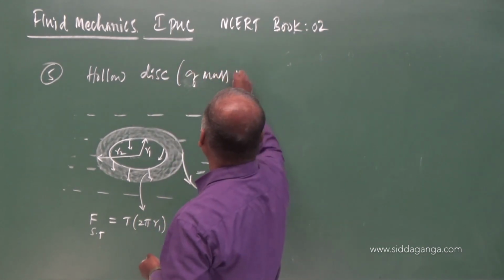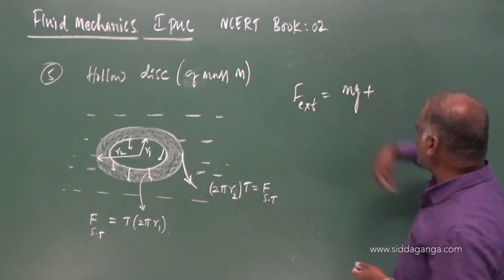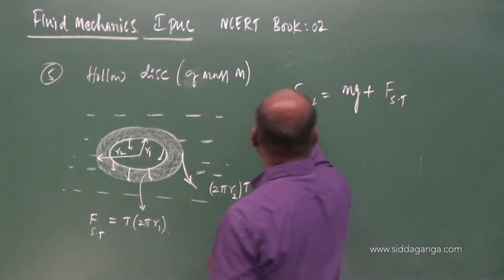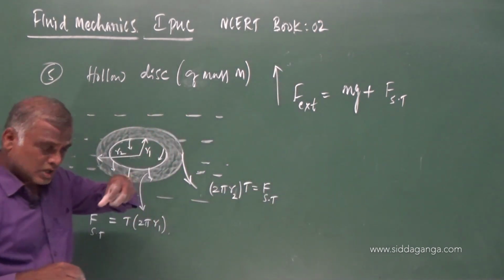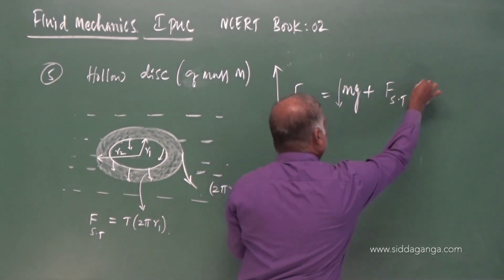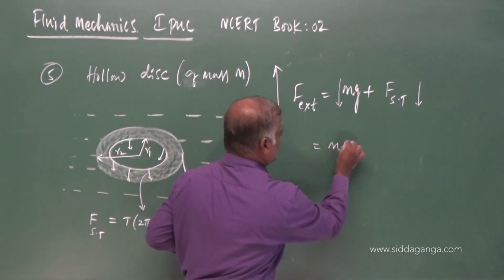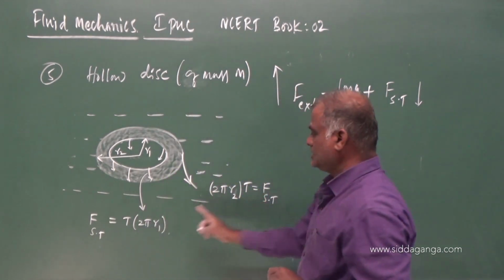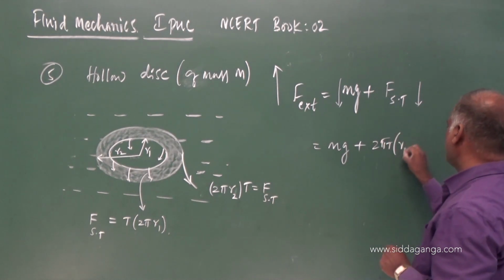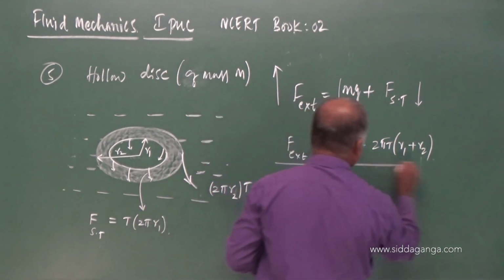Of mass M. So the net external force needed to lift up is the downward weight plus the downward force due to surface tension. Weight of the body is acting downward and force due to surface tension is also acting downward. So that is mg plus these two forces should be added. I will take 2 pi T common into (R1 plus R2).